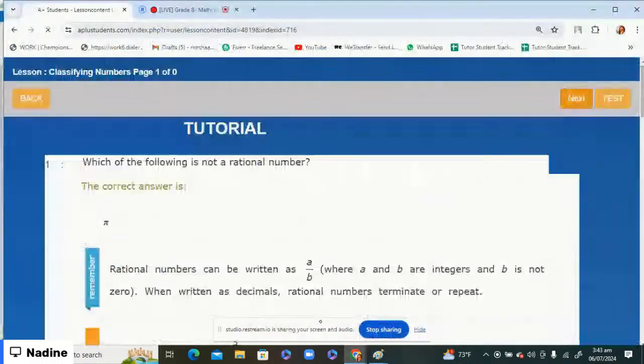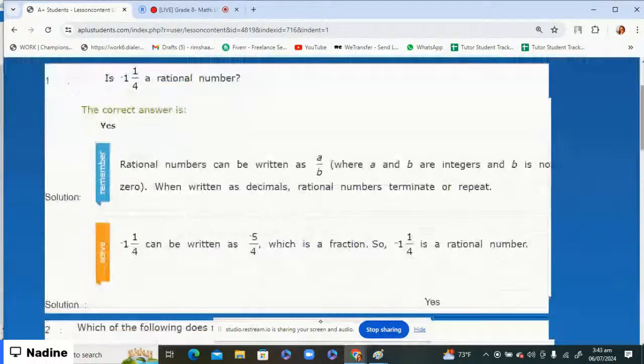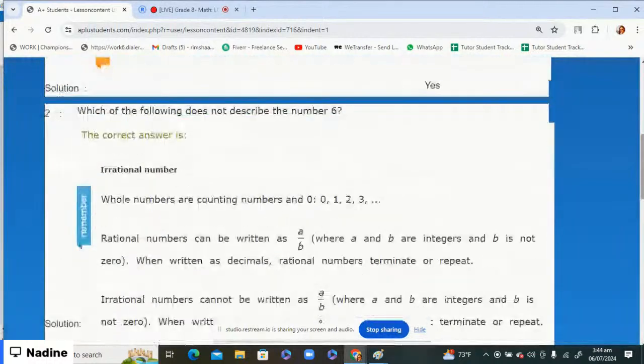All right, let's do this one. Is that a rational number? Yes, it's in the form of 1 by 4, 1 by 3, or any other such case. If you solve this one, the answer you get is minus 5 by 4. So this is a rational number. Which of the following does not describe the number 6?